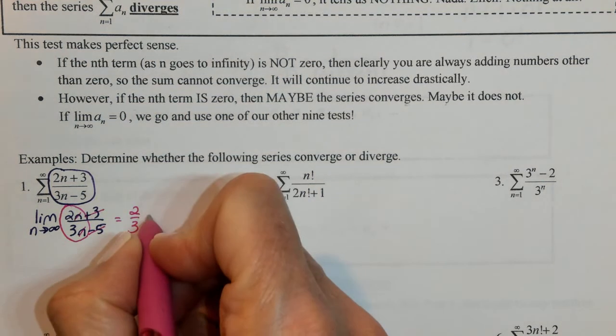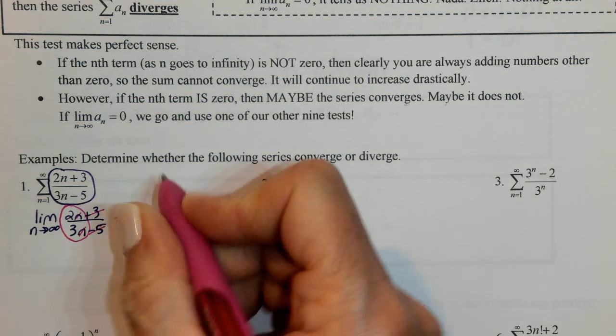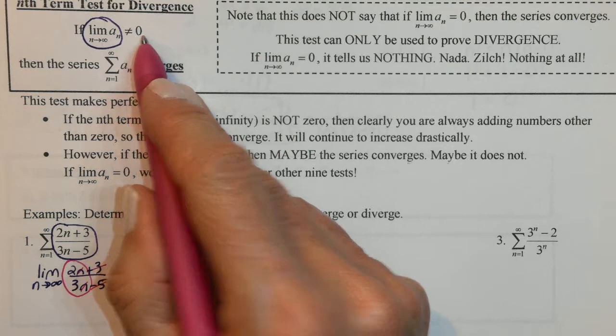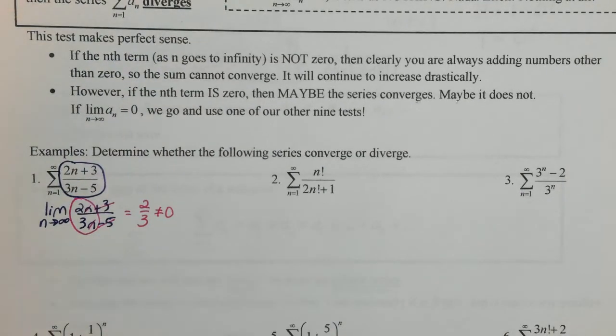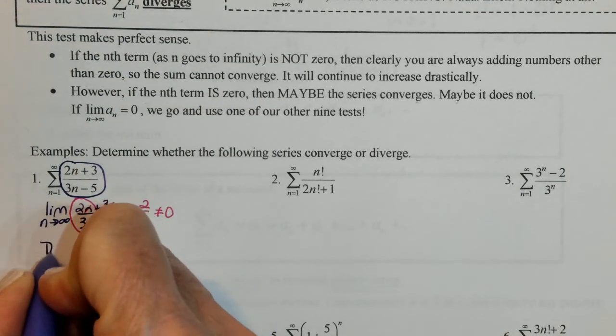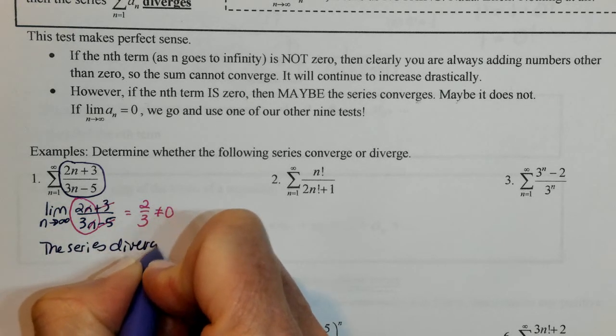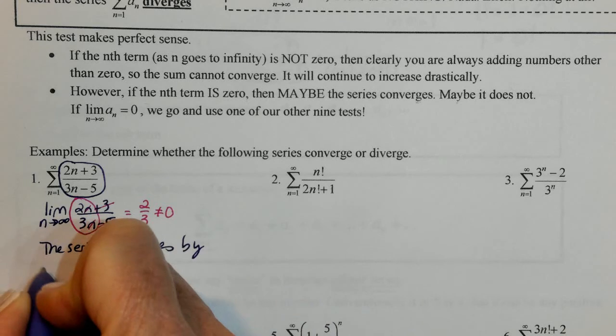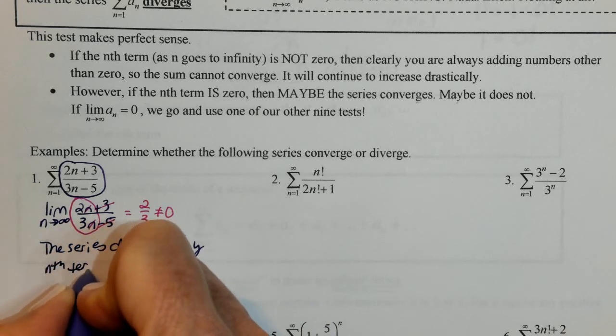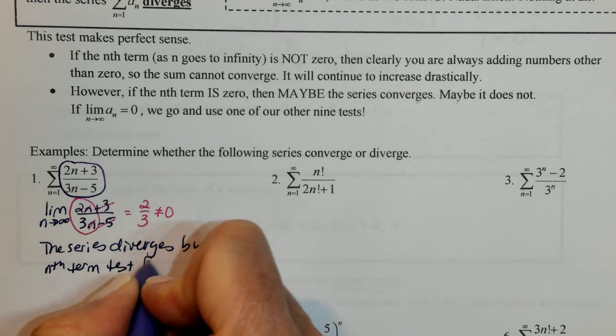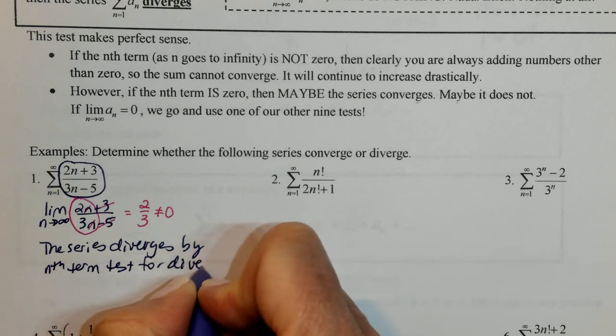All right, 2/3 is not 0. The limit is not 0. Therefore, the series diverges by the nth term test for divergence.